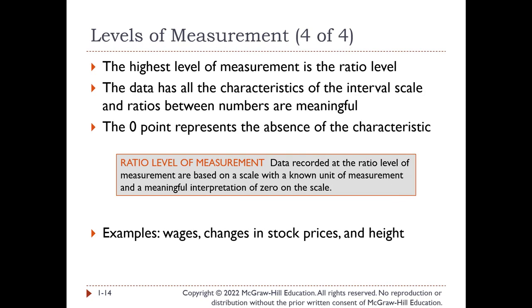So let's get to the highest level, and then we'll show you a graph again. The highest level of measurement is the ratio level. This is one that we typically use a lot in math, basically ratios, 3 to 1, that stuff. The data has all the characteristics of the last three, but mostly the interval scale, and ratios between numbers are meaningful. Again, it's got to be meaningful. The 0 point represents the absence of the characteristic.